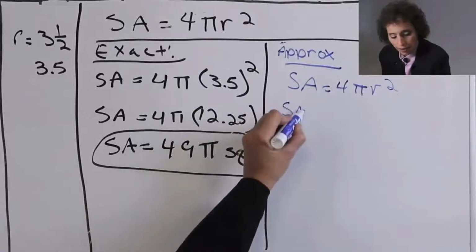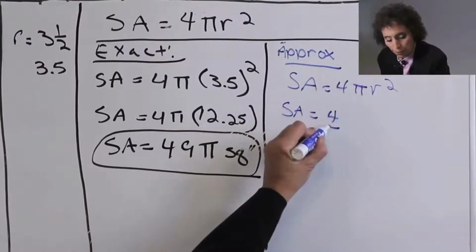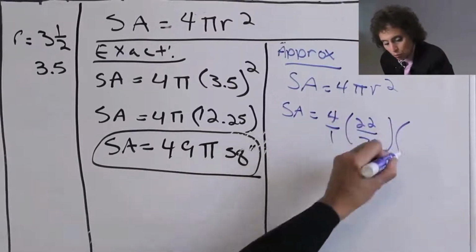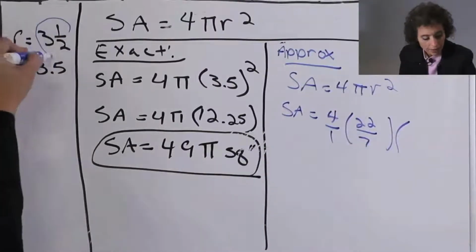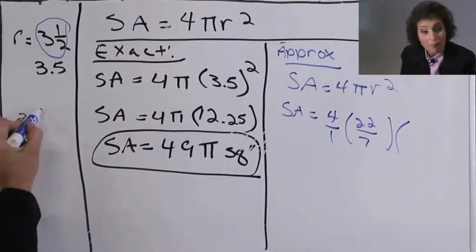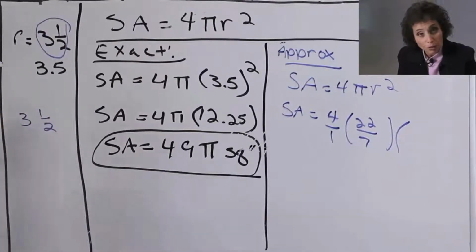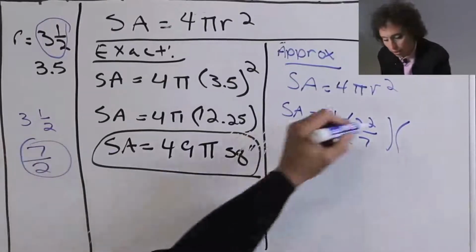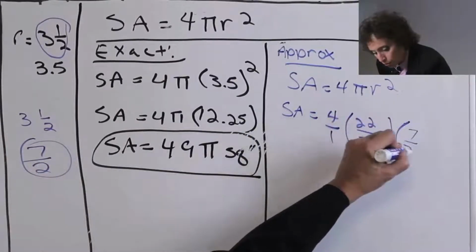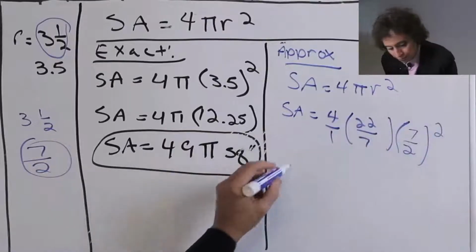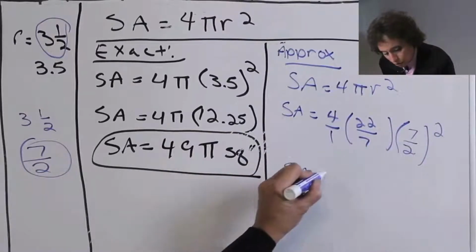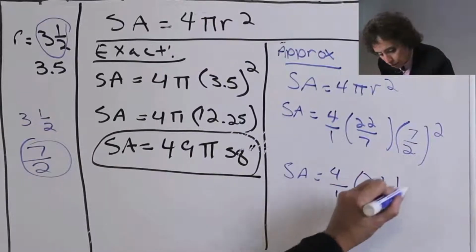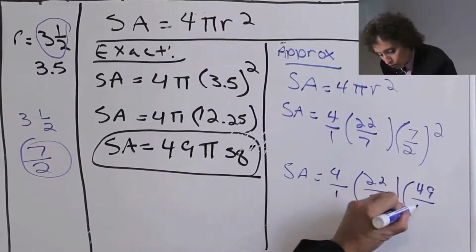So surface area equals 4. We'll put 4 over 1 because I'm going to use 22 over 7 times the radius. The radius is 3.5. But remember, we're going to have to change that to an improper fraction. 2 times 3 is 6, plus 1 is 7. It's back, so you never can lose the things you learn how to do. And we get 7 over 2 squared. Surface area equals 4 over 1 times 22 over 7 times 49 over 4.